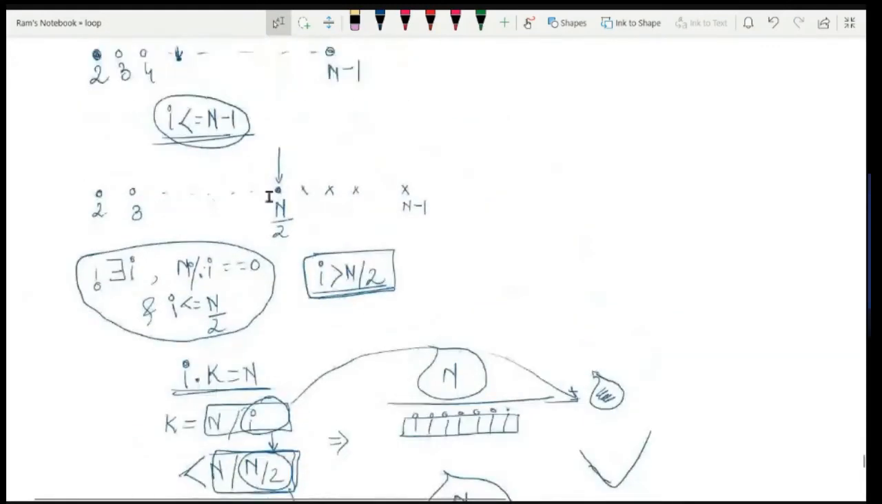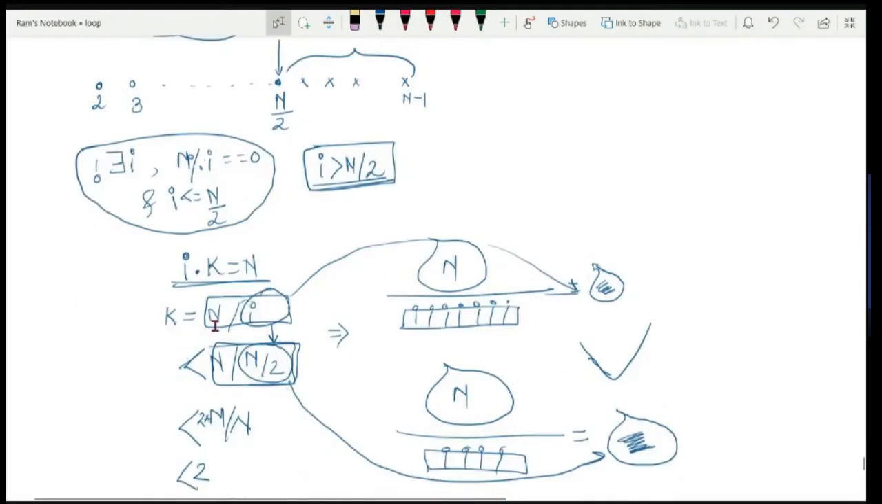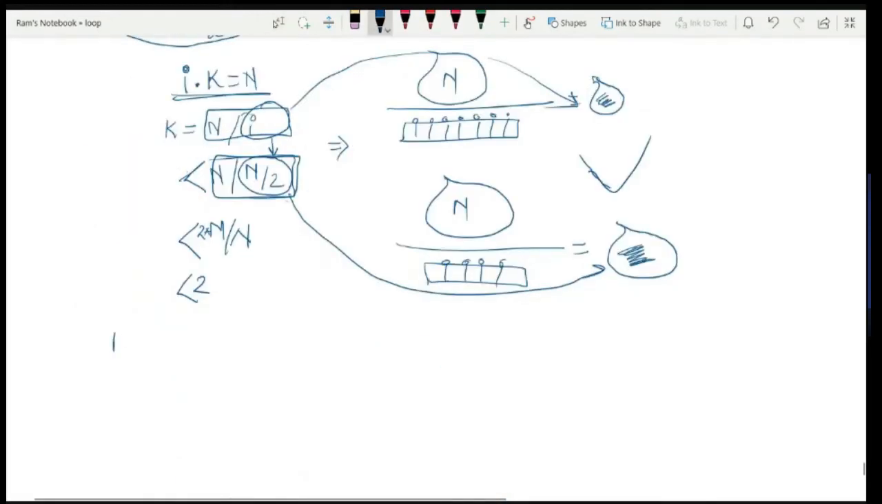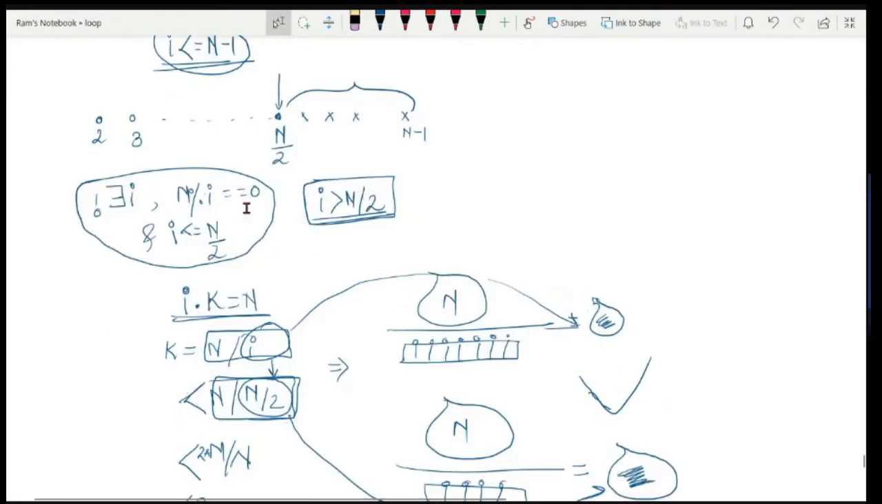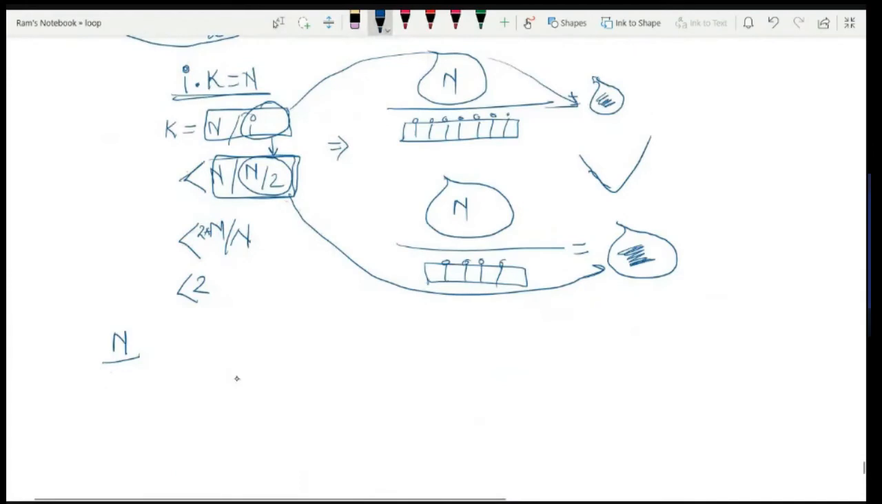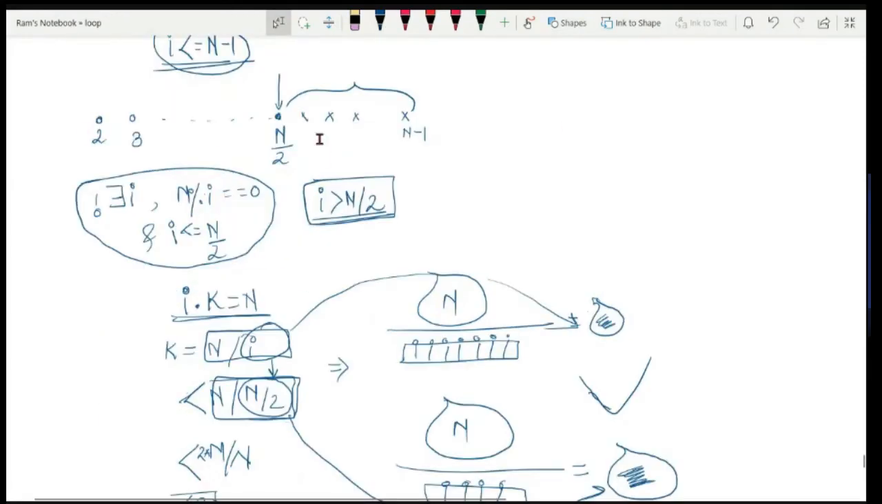Then when can we stop this process? When can we say that there cannot be any solution within this range? If, along with this ground truth, n by 2 is greater than 2, then we can say that there cannot be any solution within this given range.